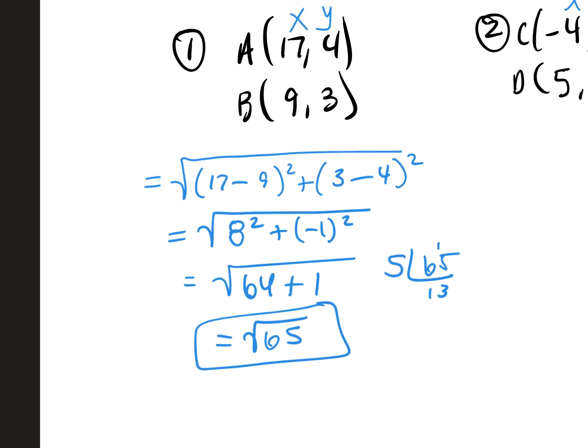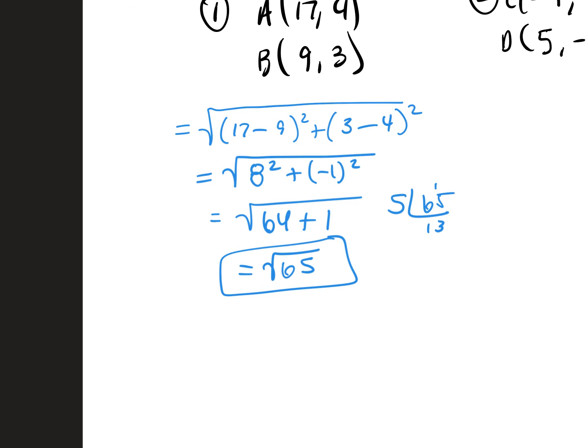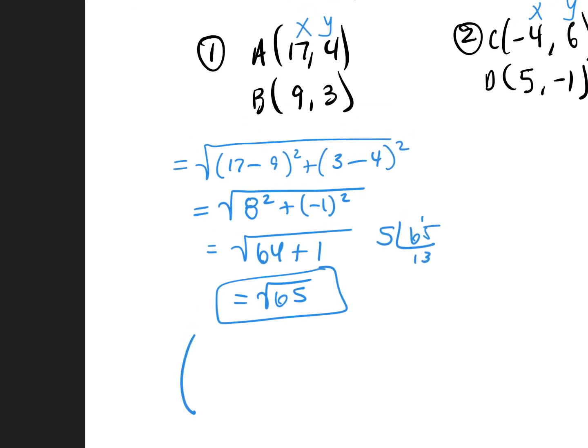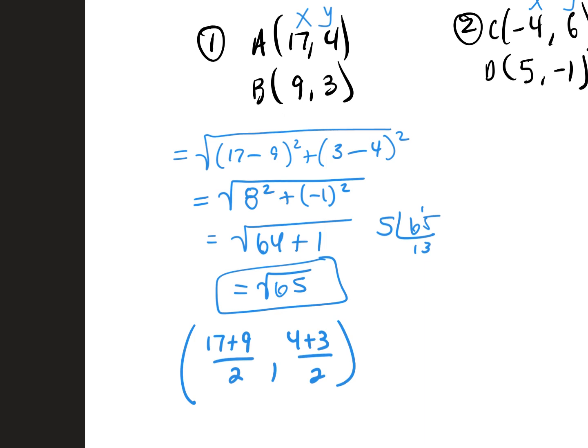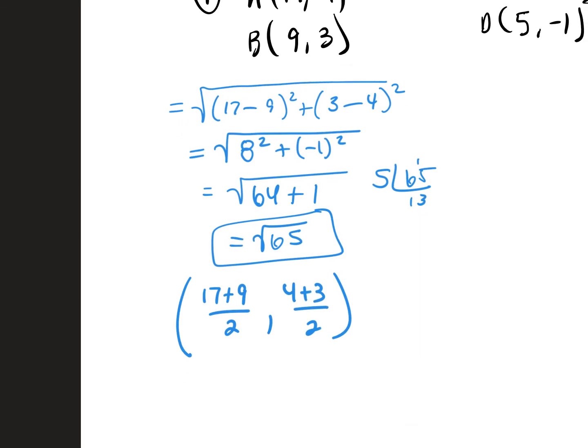Now if we're going to find the midpoint, guys, you take the 2 x's and do what with them? Add them and divide by 2. You take the 2 y's and add them, divide by 2. It's different in the midpoint formula than it is in the distance formula, so just pay attention to that. So 17 plus 9 is how much? 26. And then 26 divided by 2 is 13.